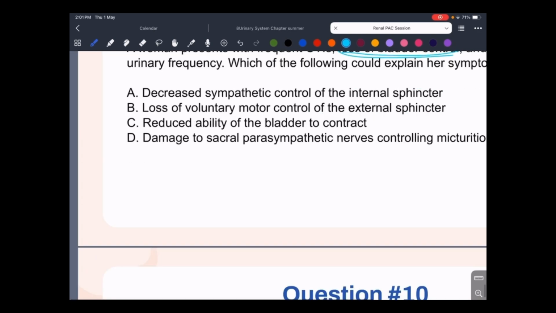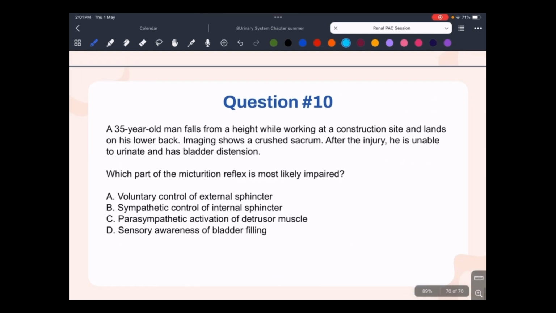Okay? And now, the final question is, a 35-year-old man falls from a height while working at a construction site and lands on his lower back. Imaging shows a crushed sacrum. After the injury, he is unable to urinate and has bladder distension. Unable to urinate. And has bladder distension. Which part of the micturition reflex is most likely impaired?